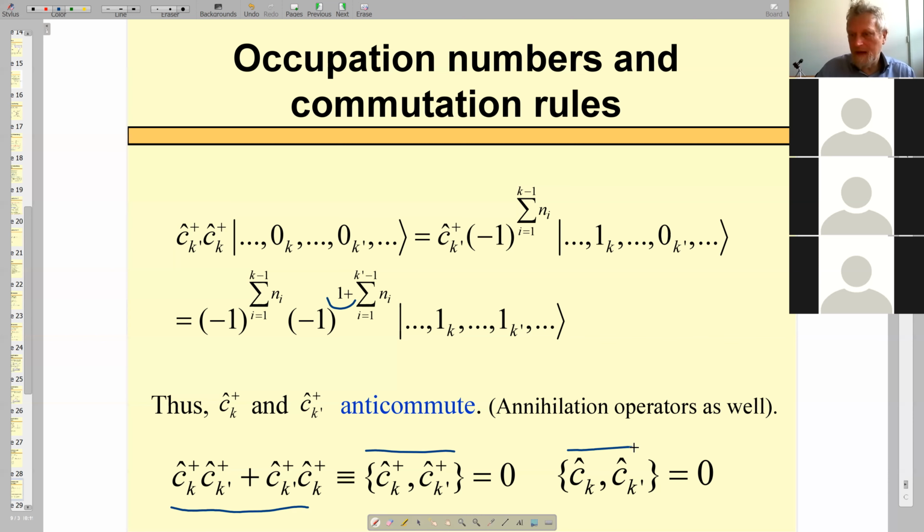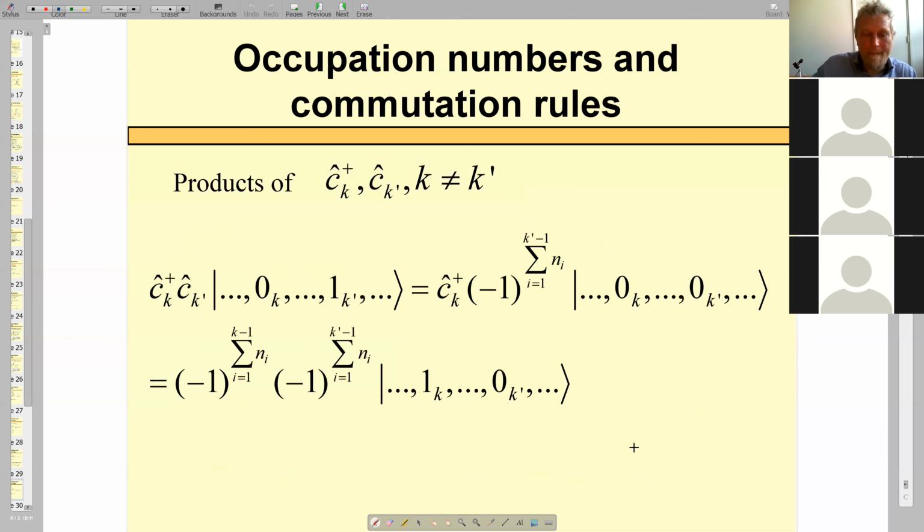Now we want to look at the product c dagger c. Again, all these factors.